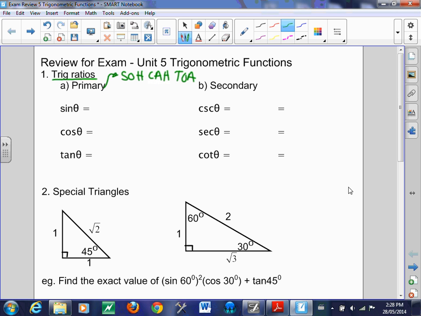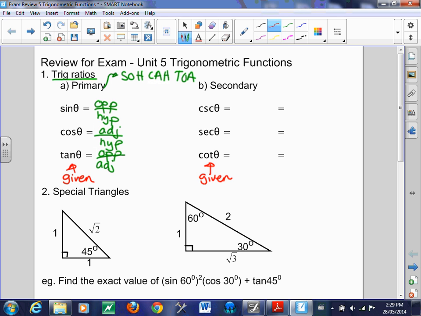That tells us that sine theta is the opposite side over the hypotenuse. Cos theta is the adjacent side over the hypotenuse. And that tan theta, or the tangent of an angle, compares the opposite side over the adjacent side. Take note, ladies and gentlemen, these are the primary trig ratios. Check your exam formula sheet, but I believe these are going to be given. Likewise, I believe I give also the secondary ones as well.